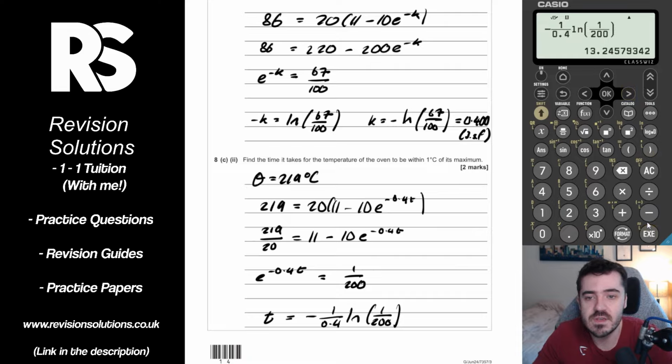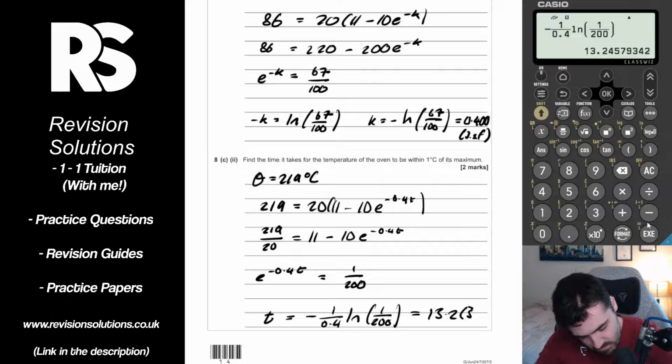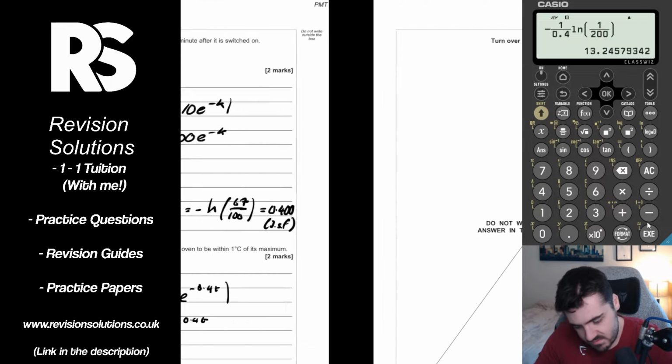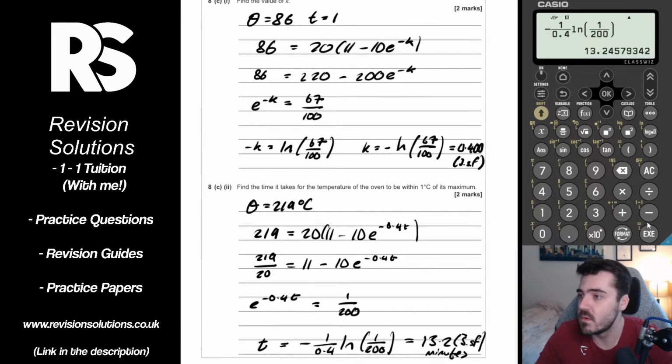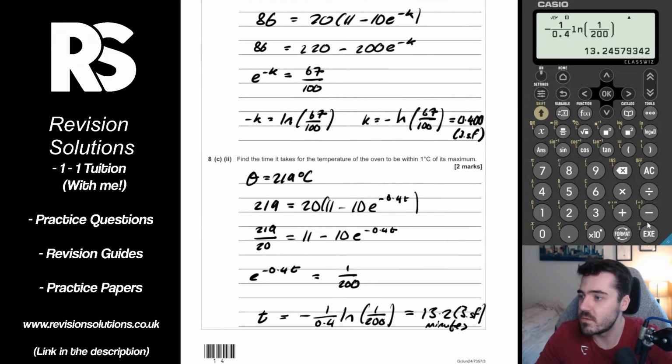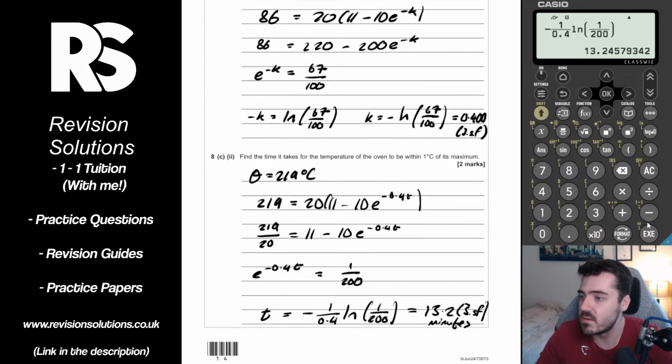That'd be 13.2, let's say, asking for a rounding actually. Okay, so to three significant figures, it would just be 13.2. And that's in minutes. And that's the end of the question. Sorry guys, not sure if you saw all that. So there it is there.